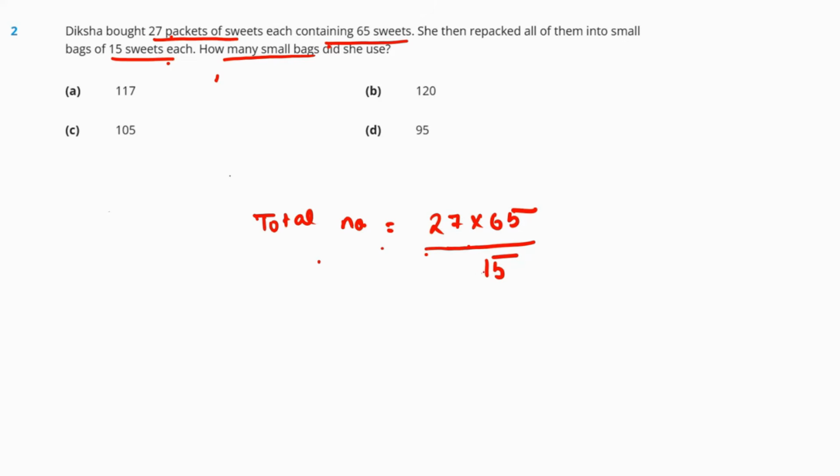So when we simplify this, 3 fives are 15, 3 nines are 27. Next, 5 thirteens are 65. So we are left with 13 into 9, which is 117. So option A is our answer.